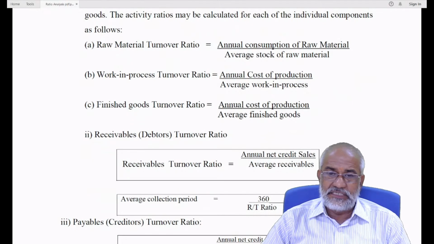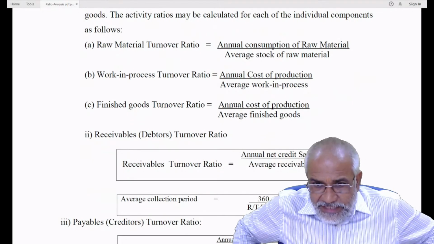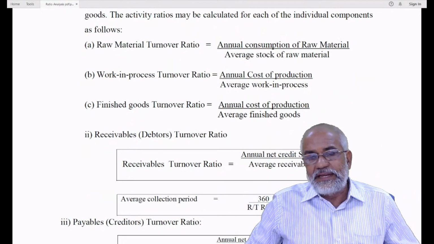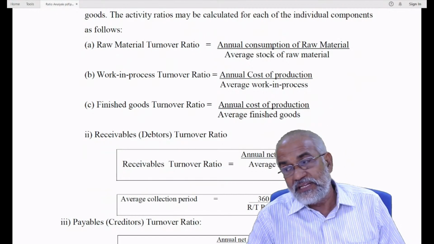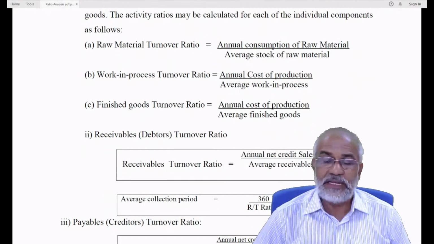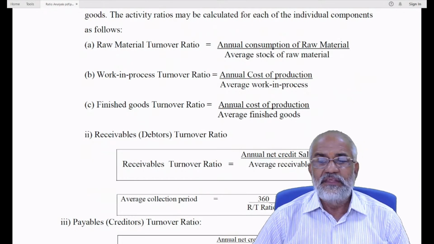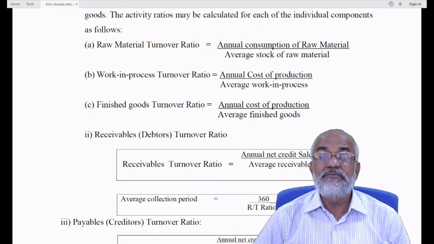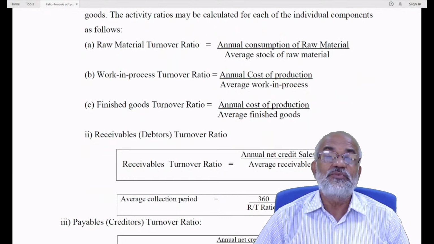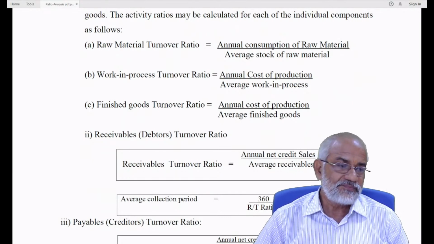The debtors or receivables have a direct bearing on net credit sales. So annual net credit sales divided by average receivables or average debtors. Opening debtors plus closing debtors divided by 2, that is the average debtors. When the annual net credit sales is divided by the average receivables, that would be the receivable turnover ratio.